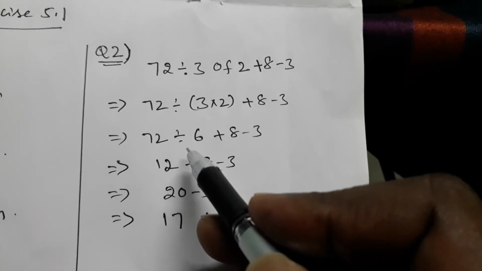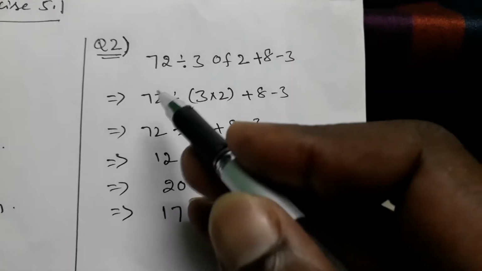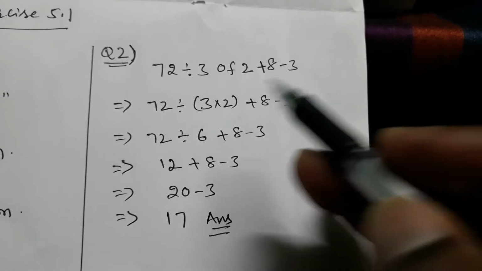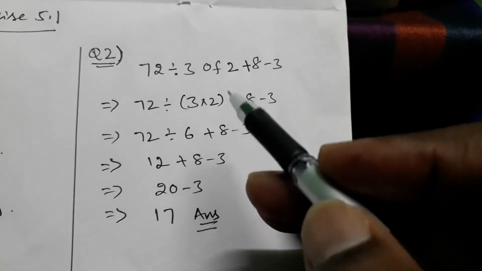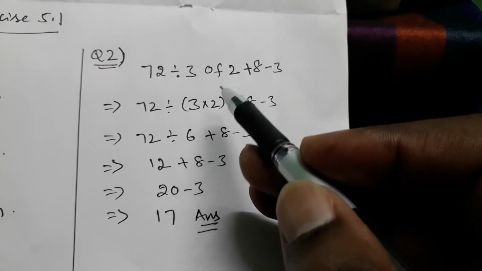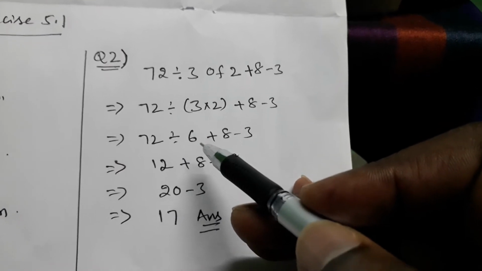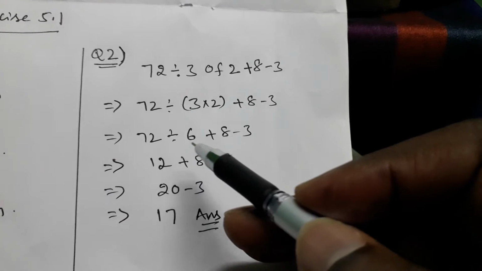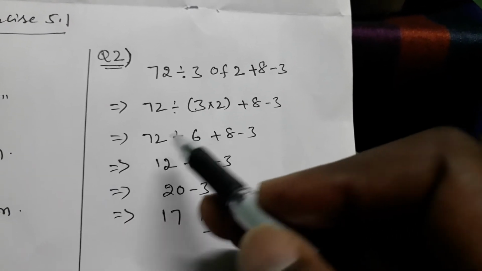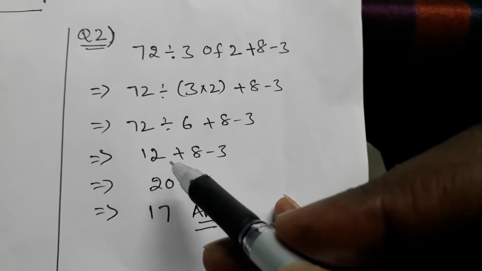Now, as per the rules, brackets are not there in this problem, so forget about brackets, and "of" is given. Solve the "of" operation, solved here. Next, step 3, we go to division. Yes, step 3 is division. Do division first. So 72 divided by 6, what is the result here?